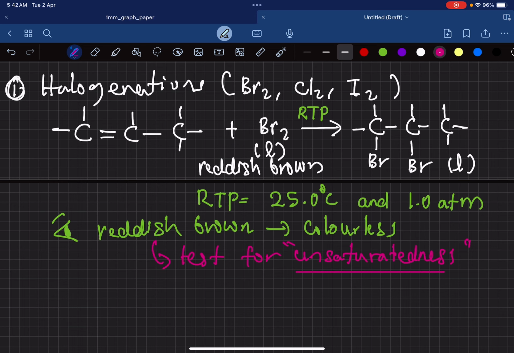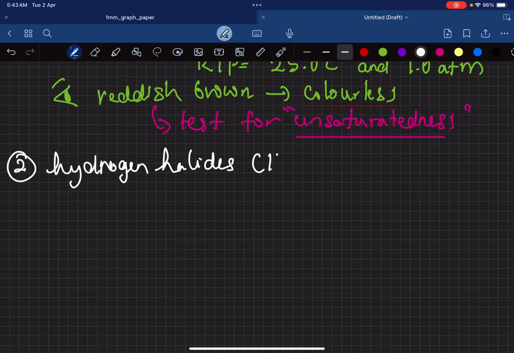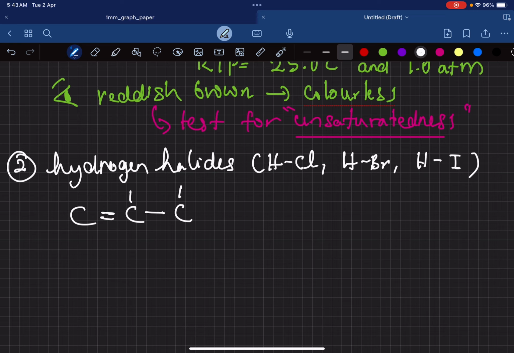All right, then the other thing that we normally do is add hydrogen halides. Hydrogen halides are, for example, HCl or HBr or HI. Let's take the same guy again, propene, and we add HBr this time.